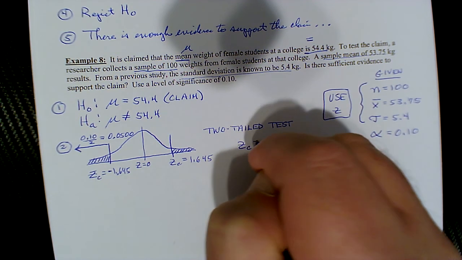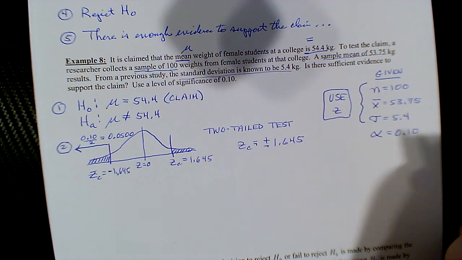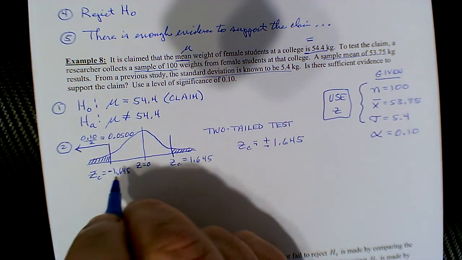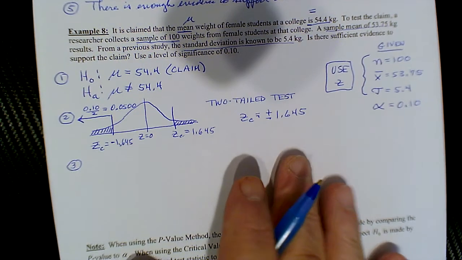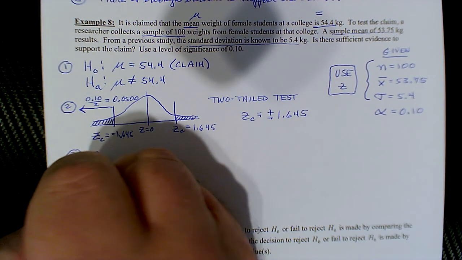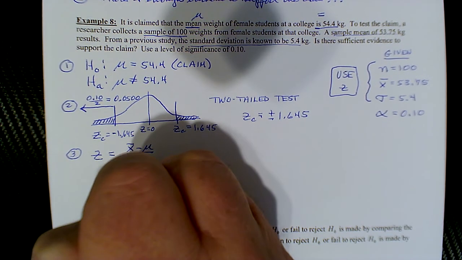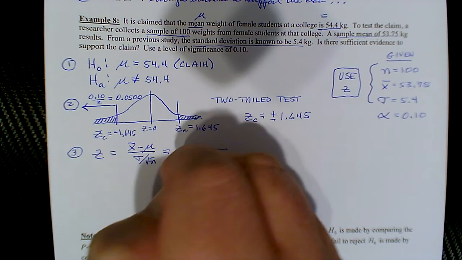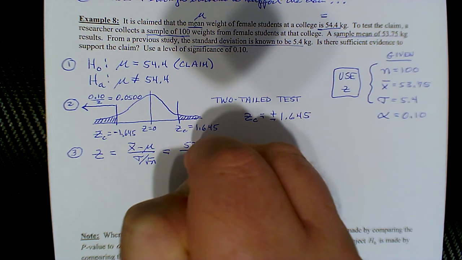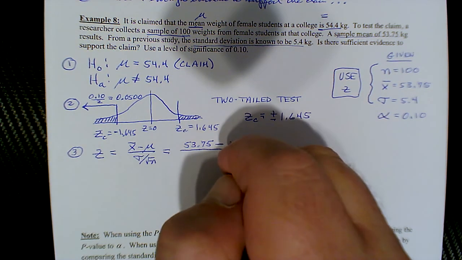So the z formula again: x bar minus mu over sigma divided by the square root of n. From here we just plug in the values. Sample mean x bar 53.75 minus mu, once again the hypothesized population mean from the hypotheses, 54.4, all over sigma 5.4 divided by the square root of n, which is 100 in this case. So we get negative 1.20.